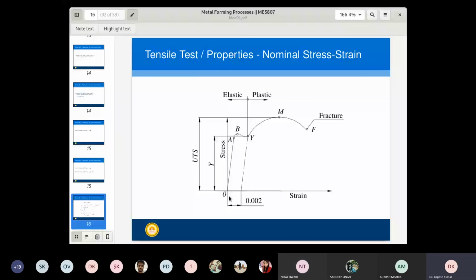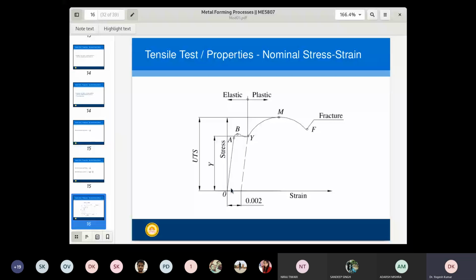This point A is representing your elastic limit. Okay, what is this elastic limit? It means Hooke's law, that stress is directly proportional to strain, is perfectly satisfied up to point A. This Hooke's law is perfectly applicable up to point A.